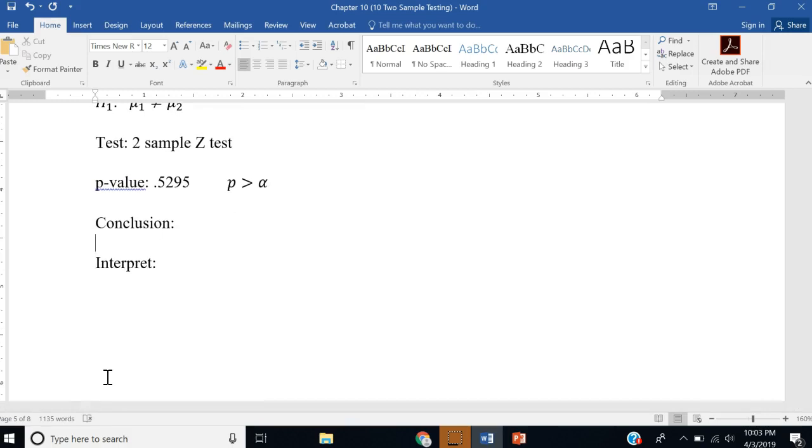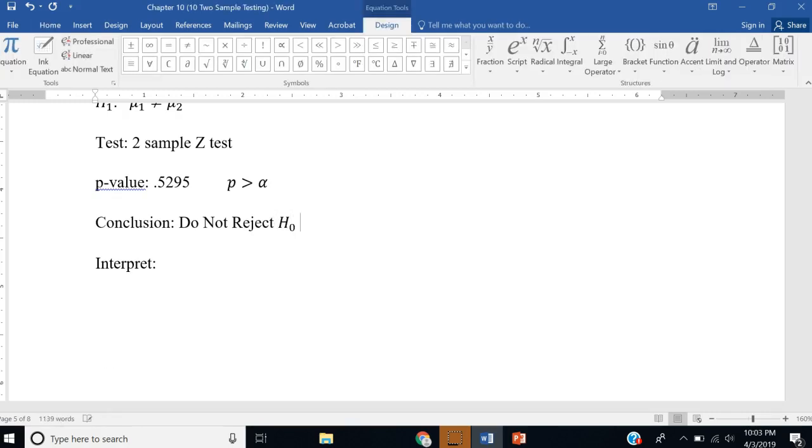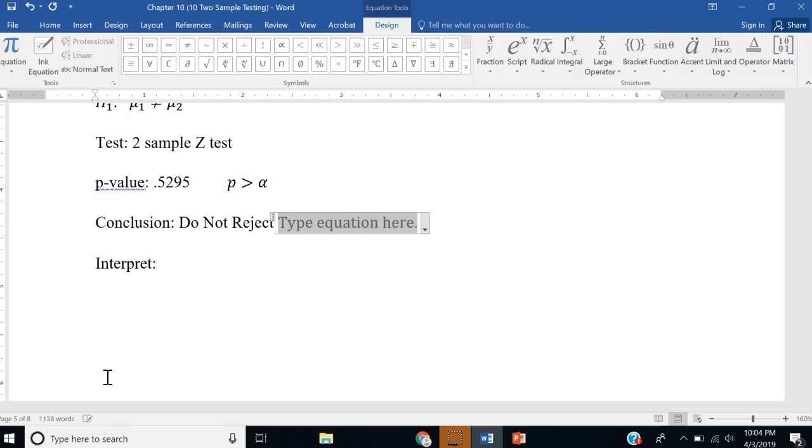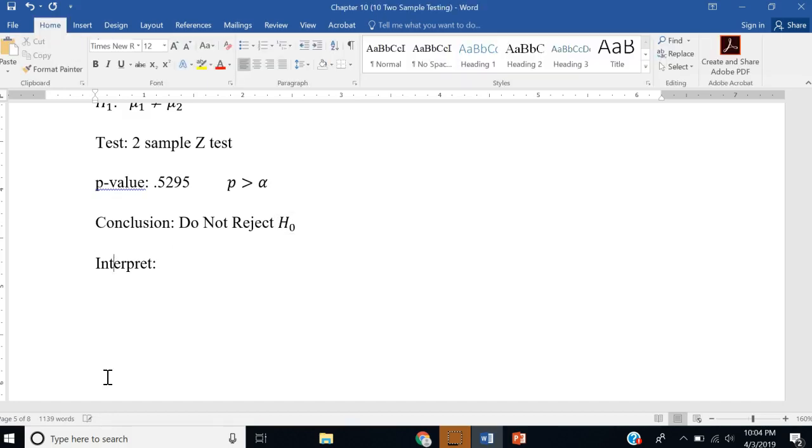So what's my conclusion? Anytime p is bigger than alpha, we do not reject H0. We do not reject the null hypothesis. If you would rather, by hand write H0, if you would rather write null hypothesis, that's fine too. Okay. I tend to say shortcut is easier to write, so I tend to write H0 every time.